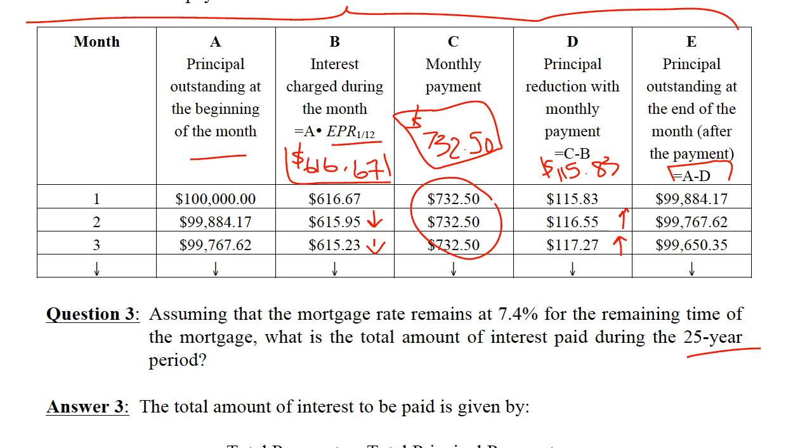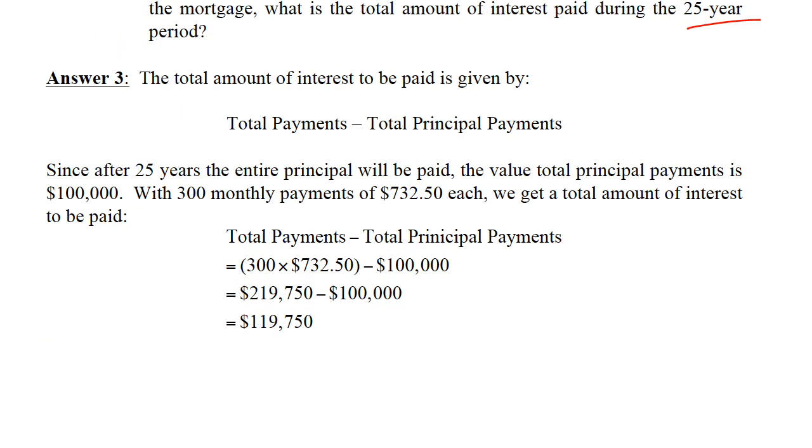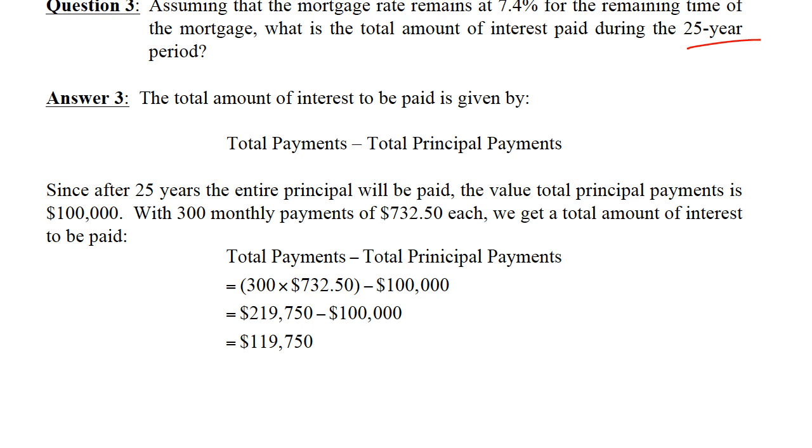How will we figure this out? Well, we made our payments all the same, right? So they're all going to be $732.50, and there's going to be 300 of them. So this is all we borrowed, 100,000. It turns out when you subtract the amount loaned or borrowed from the total payments, you are paying more interest than the original loan.